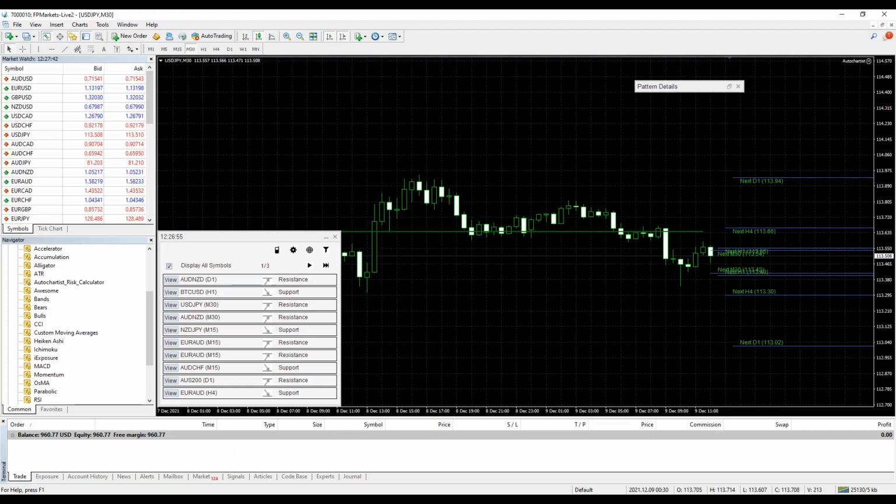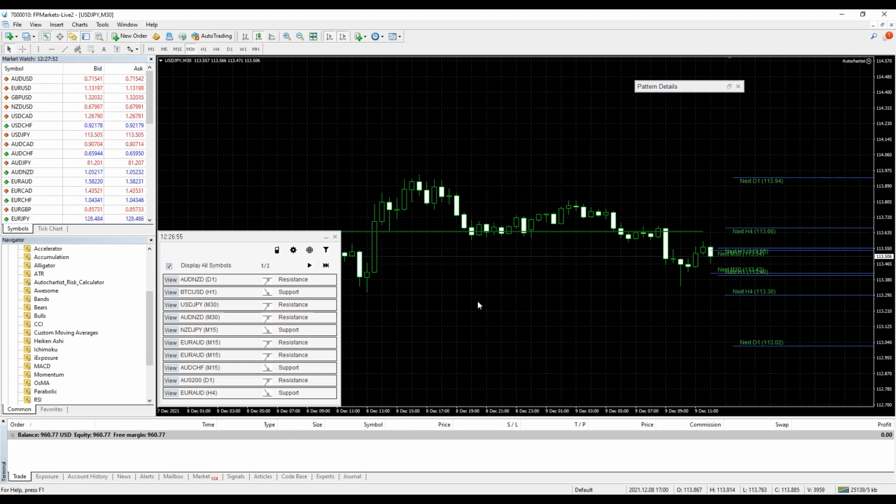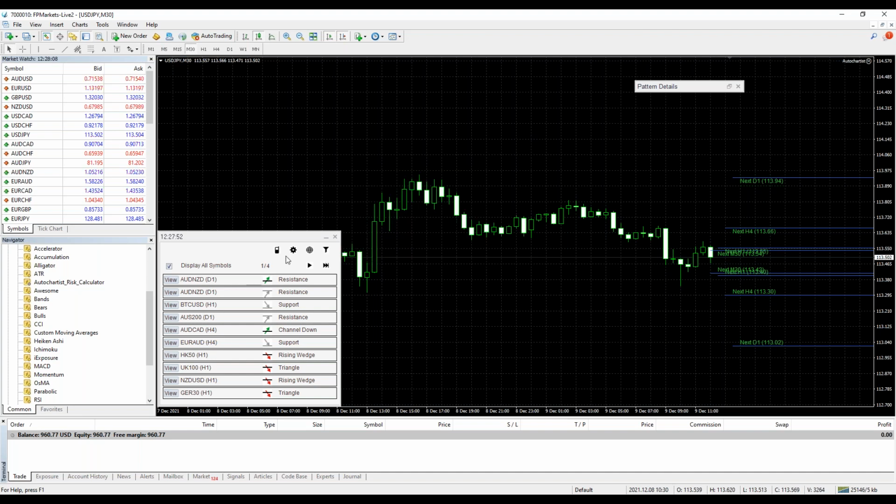Let me go back to AutoChartist. Why we only look at the breakout chart patterns, breakout key levels, and approaching key levels, because those are the only three types of patterns on which we have past performance statistics. Okay, so there's a reason why that's the default search, plus big movement for informational purposes. It's because those are the ones we have statistics on.